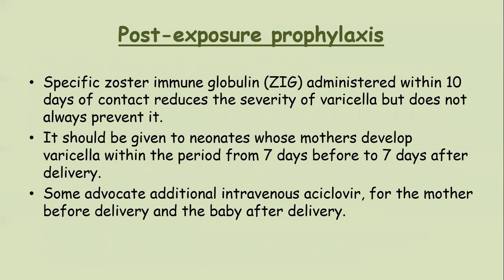Post-exposure prophylaxis. This is done by intravenous immunoglobulins administered within 10 days of contact to reduce the severity of varicella zoster, but it does not always prevent it. It should be given to neonates whose mother developed varicella within 7 days before delivery and 7 days after delivery. Some advocate additional intravenous acyclovir for the mothers before the delivery and for the neonate after delivery.